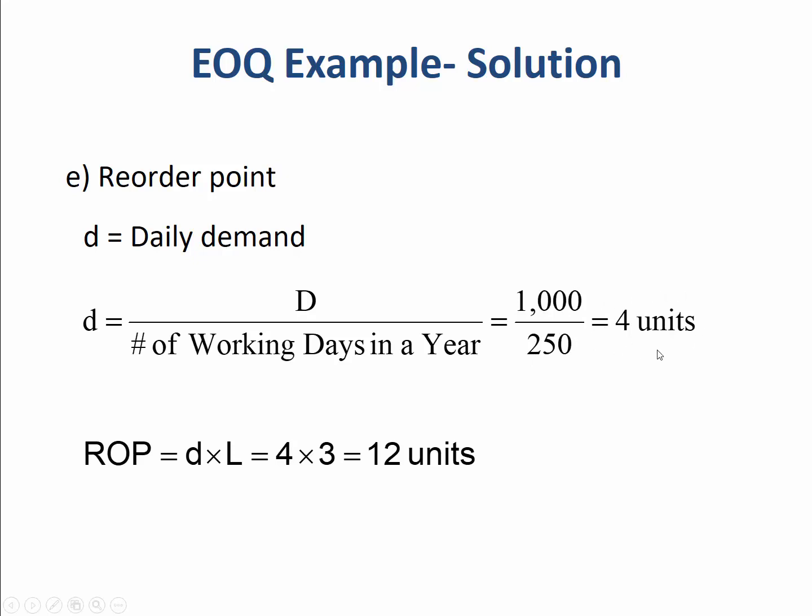So based on that, if my lead time is 3 days, it means that during those 3 days, I'm going to process 12 units. And therefore, 12 units is my reorder point. When I have only 12 units left in my inventory, I know it's time to reorder. And if I reorder at that time, the truck is going to show up exactly when I'm using my last unit from the previous batch.